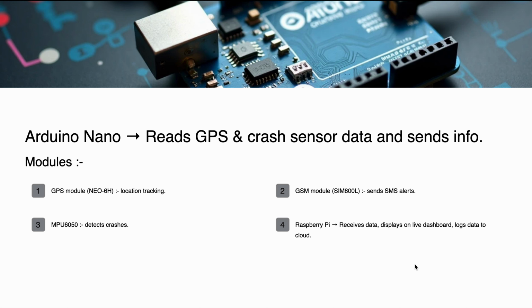The fourth part of the slide is the system components. There is the Arduino Nano, which reads the GPS and crash sensor data and sends the information. The modules used for Arduino Nano communication are the GPS module, which is the NEO-6M, for location tracking. The second is the GSM module SIM800L, which sends the SMS alerts, and the dashboard data is received by the Raspberry Pi. The third is the MPU 6050 sensor, which detects the crashes.